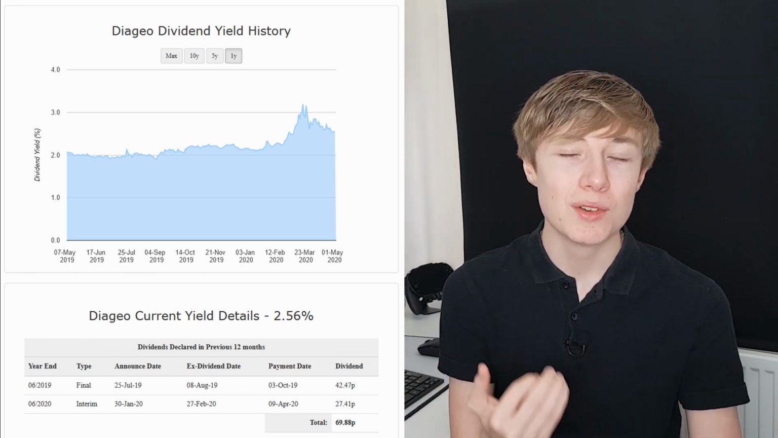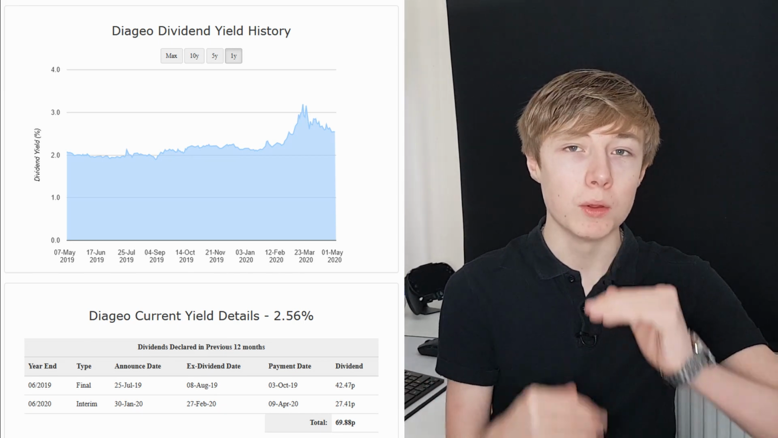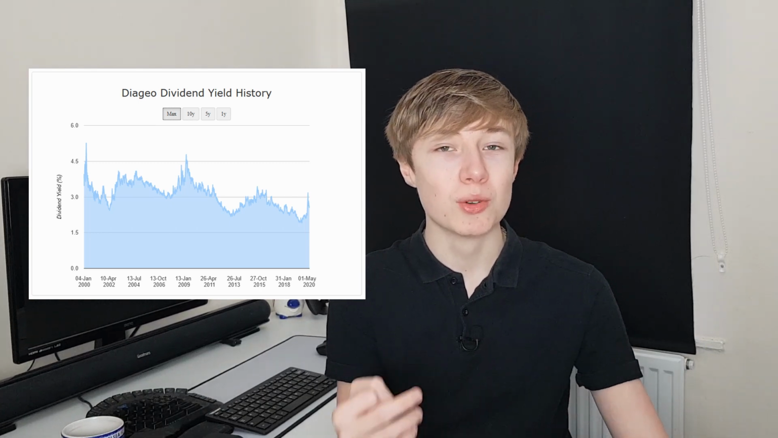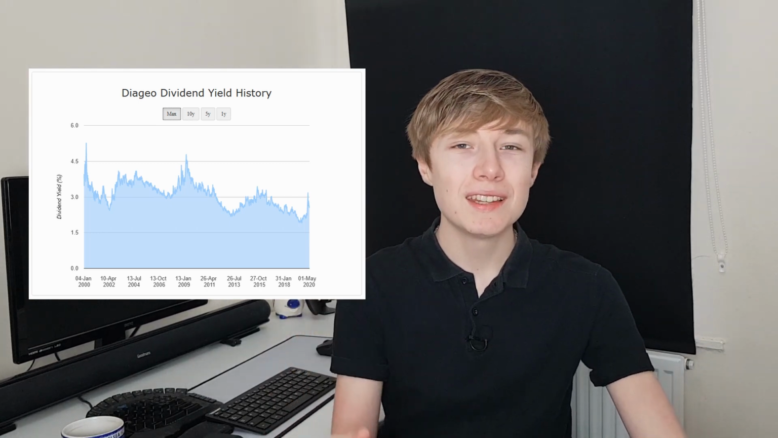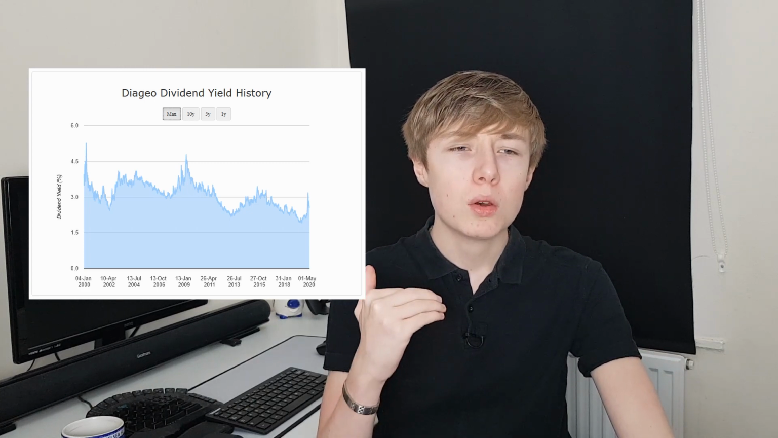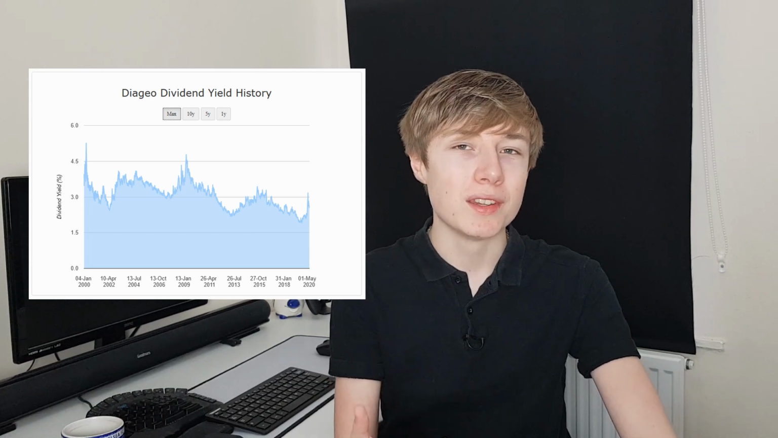I want the highest dividend frequency so that I can get as much cash into my account as possible and compound it more and more. On a maximum history, if you click maximum history on the dividend yield graph of Diageo, you can see that it's been downtrending. So what does this mean? Well, it means that the share price has been growing more than they've been increasing their dividend.